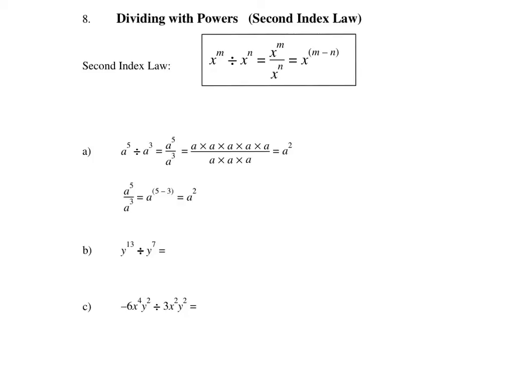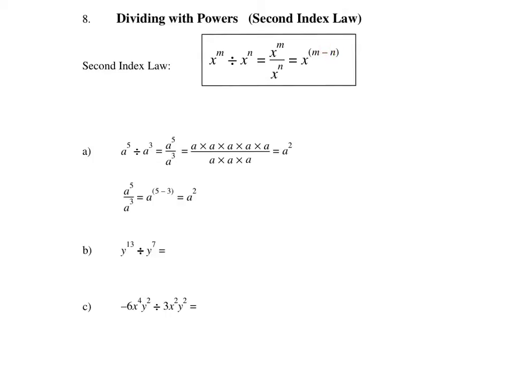On this page we're going to be looking at dividing with powers, which is a second index law. So if we have x to the power m divided by x to the power n, that can be written as x to the power m over x to the power n, which is x to the power m minus n. The power in the denominator comes up to the numerator and changes sign from positive to negative.